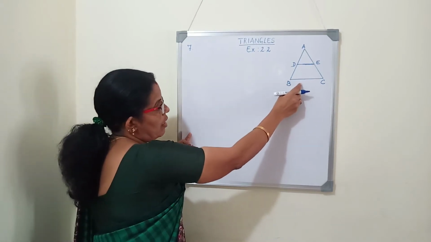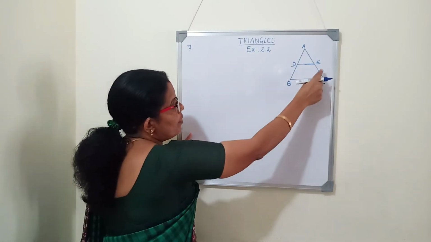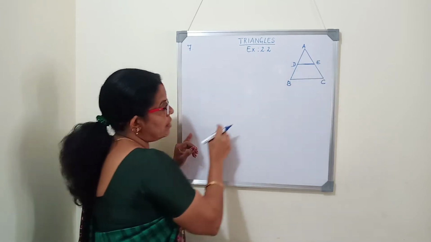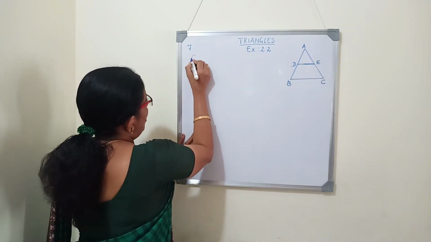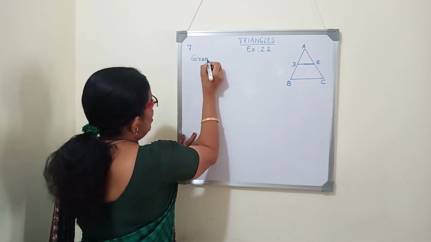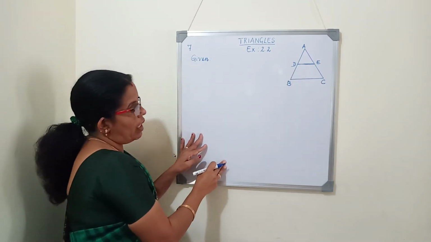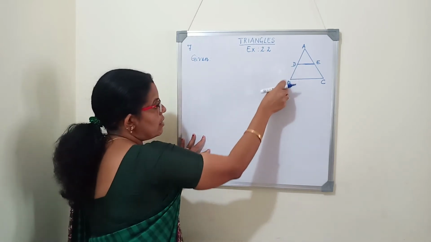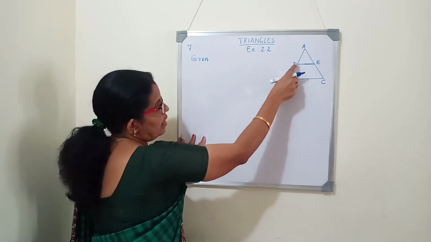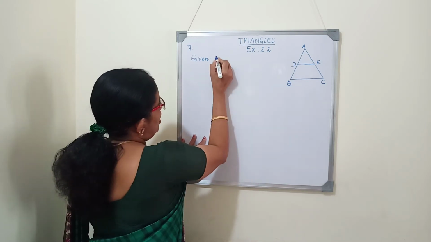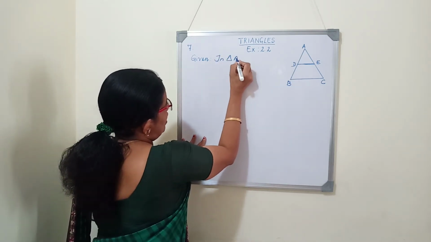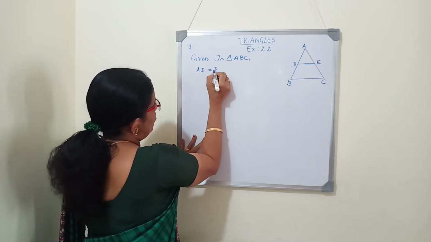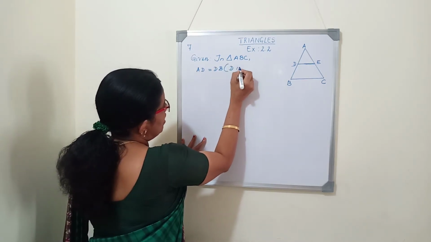Basic proportionality theorem we have to apply, and we have to prove that E is the midpoint of AC, or DE bisects AC. So it is given that D is the midpoint of AB. In triangle ABC, D is the midpoint of AB. We can write it as AD is equal to DB. The reason is D is the midpoint.